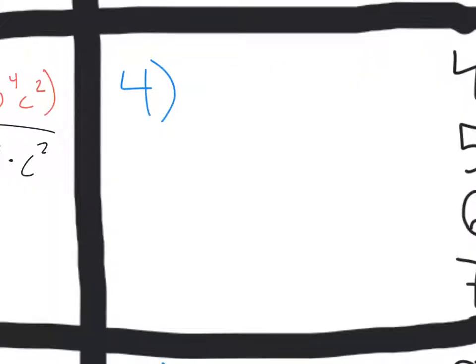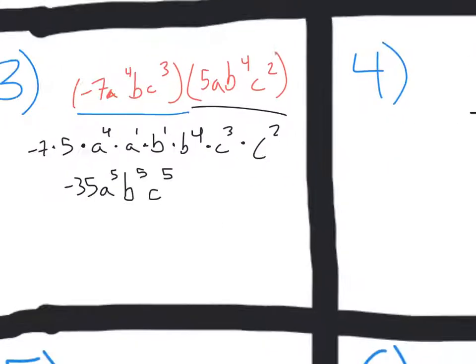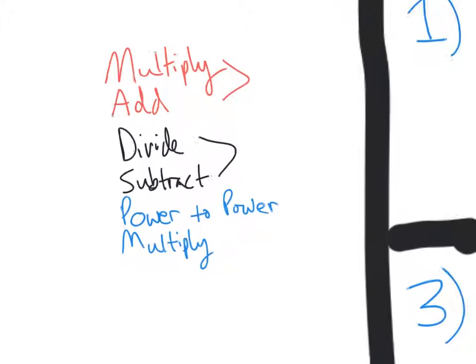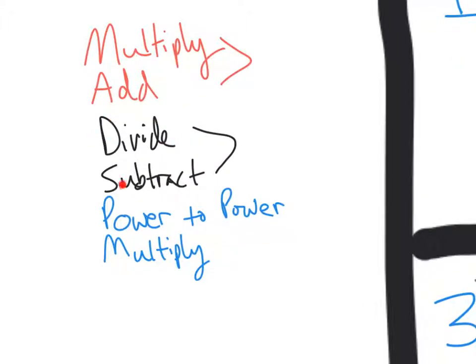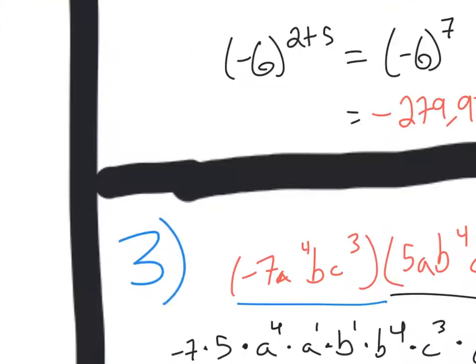Okay, here's number 4. We've got 8 to the 15th power over 8 to the 13th power. This one is really quick and easy. We've got a division bar right there. Fraction means division. Remember what we do when we divide, going back to MADSPM: when we divide, we just subtract the exponents.